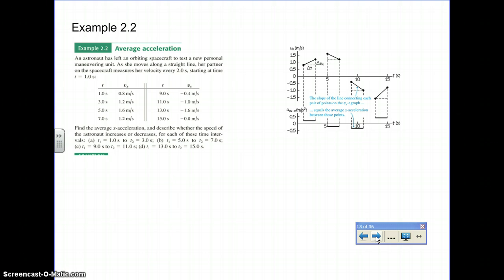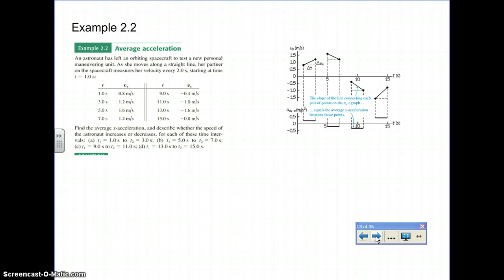Let's take a look at an example of average acceleration. This is in your book, example 2.2, located on page 44. An astronaut has left an orbiting spacecraft to test a new personal maneuvering unit. As she moves along a straight line, her partner on the spacecraft measures her velocity every 2 seconds, starting at time 1 second after she started floating out there.